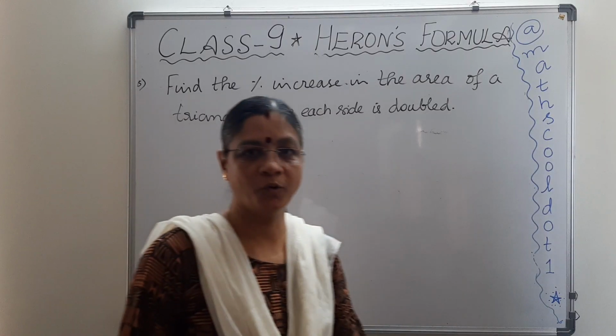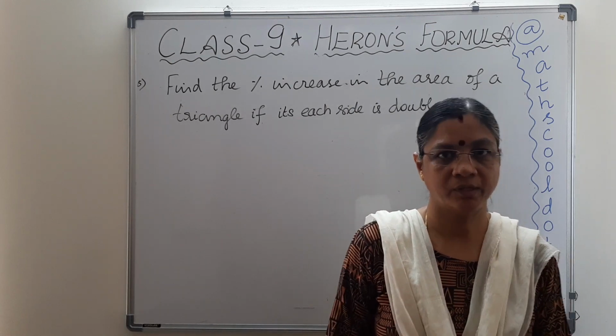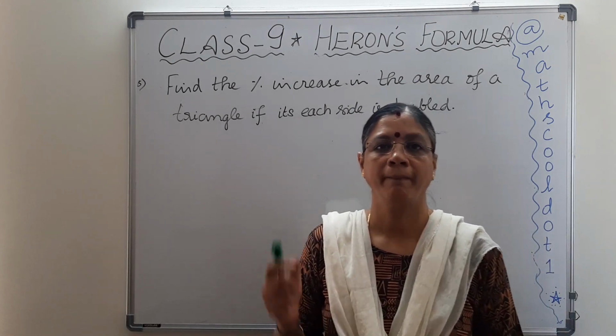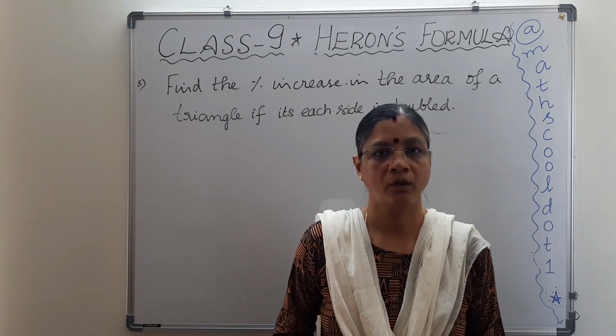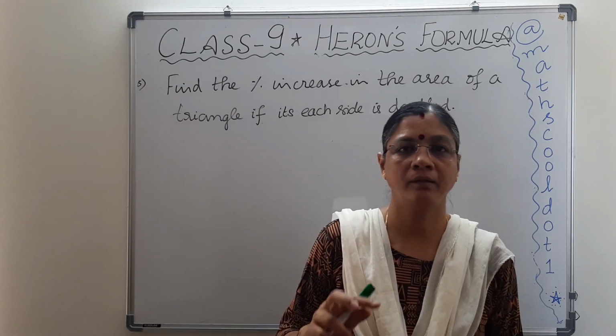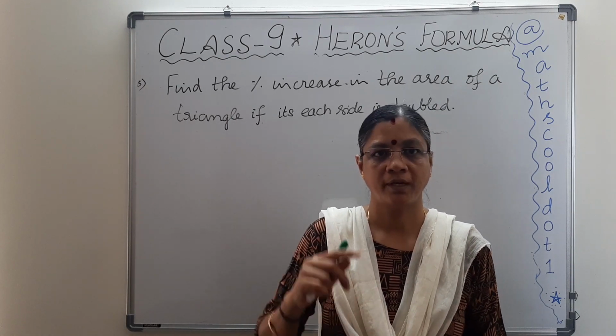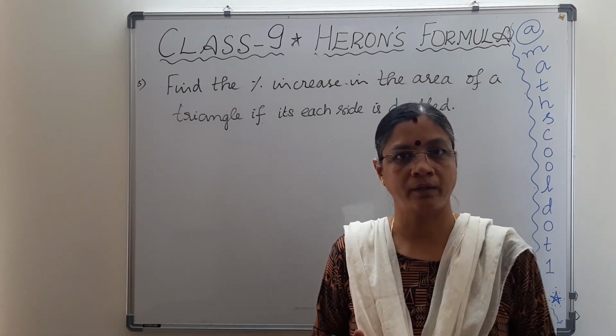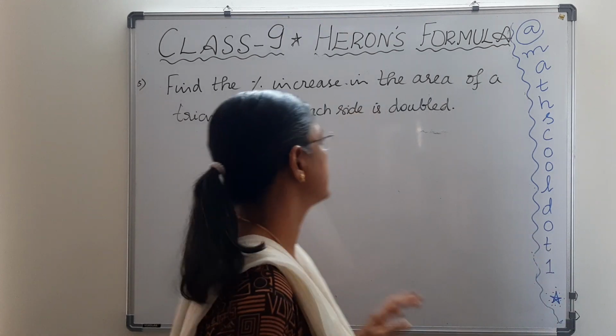Hello everyone, hope you have understood the previous problem in which we found the unknown sides. We got the unknown sides from the given criteria, the difference in lengths of two sides and one side given in the right triangle, isn't it? Now we'll move on to the next problem.